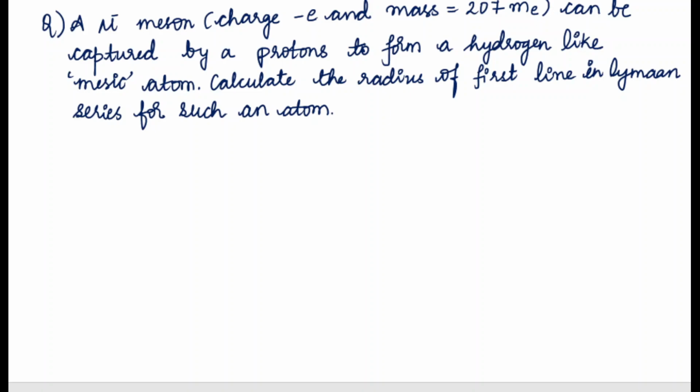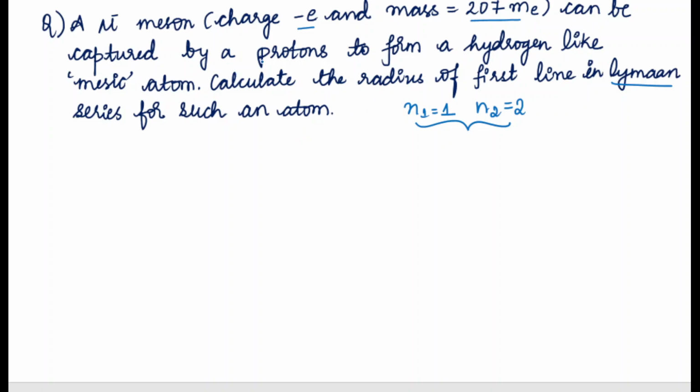Let us move to the next question, a very important question. A muon, or meson, has charge minus e and it has a mass which they have given. It can be captured by a proton to form a hydrogen-like mesic atom. Calculate the radius of the first line in the Lyman series for such an atom. The first line in the Lyman series means n1 equal to 1 and n2 equal to 2, as I said in the previous video.